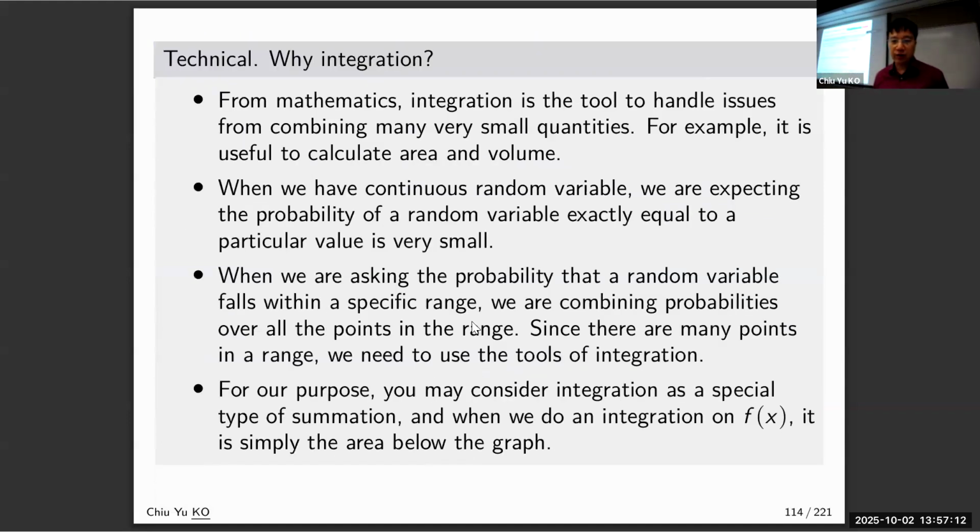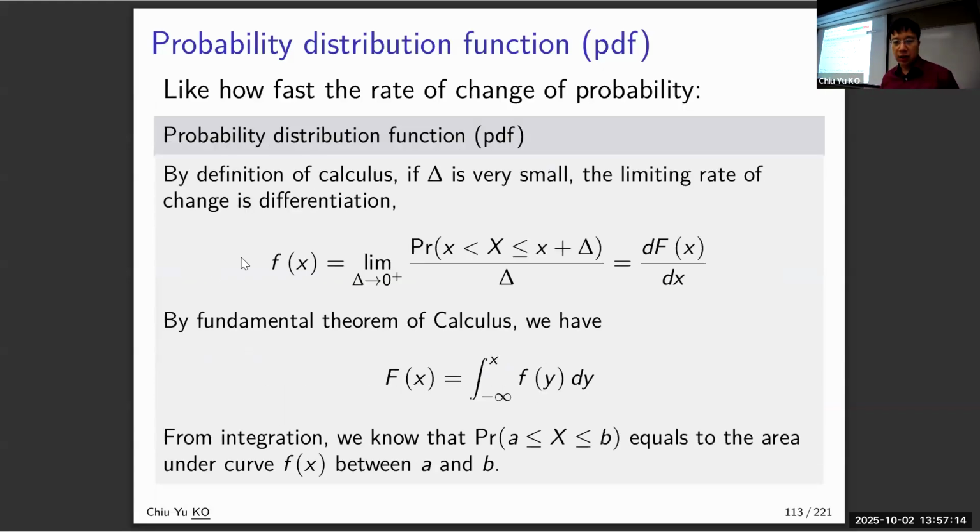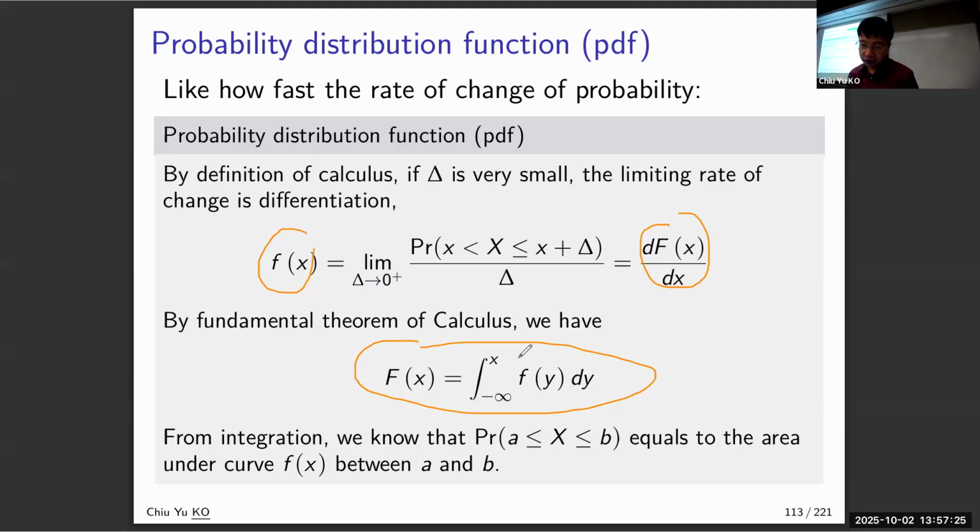And our class doesn't require calculus, so I don't need you to know that this is equal to differentiation and this is related to integration. If you want to go further in statistics, this is something you can't avoid. But for our application, we don't need to worry too much, because we are not requiring calculus for our introductory class. So this is the integration side and this is differentiation, right?